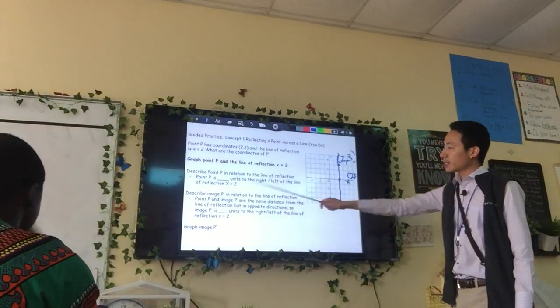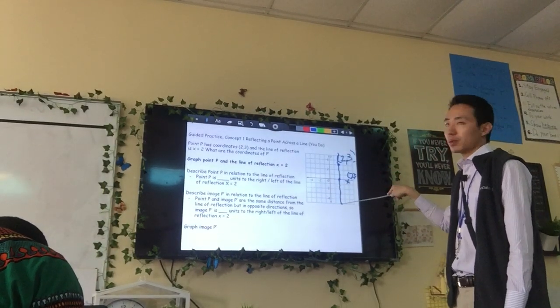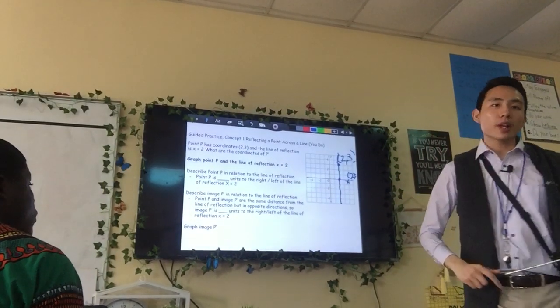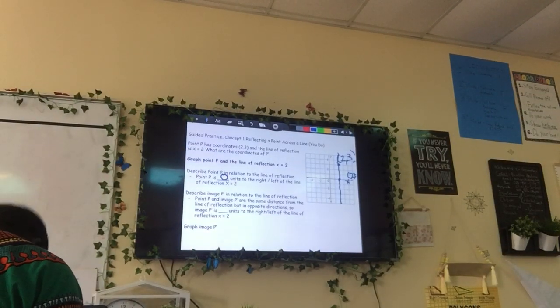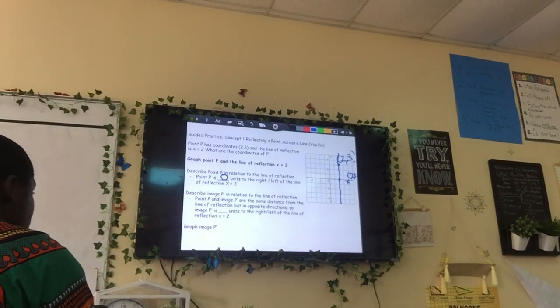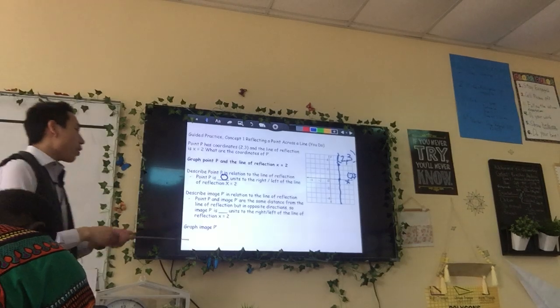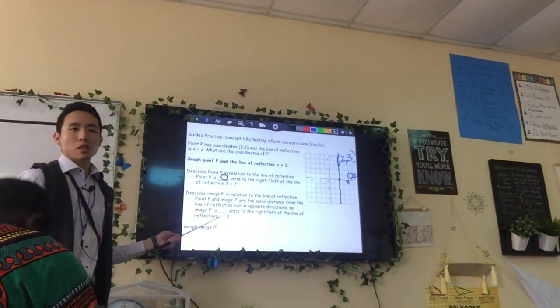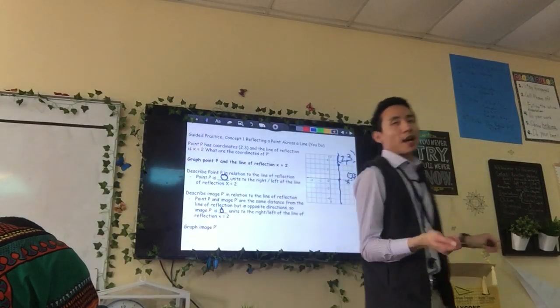Now, how would we say? Point P is how many units right or left of the line x equals 2? 0 units. So basically, if an image is on this line, what happens? It's 0. You don't really reflect anything. Point P and image P prime are the same distance from the line of reflection, so 0. Therefore, image P prime is how many units to the right or left? 0. So basically, again, the image and the pre-image are exactly on the mirror.